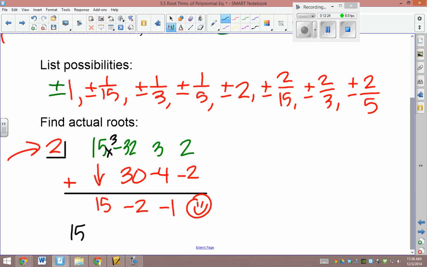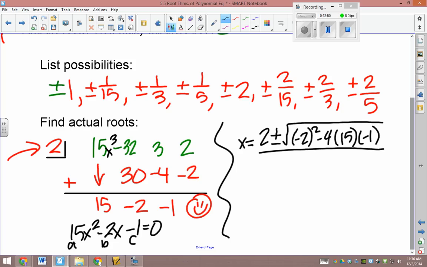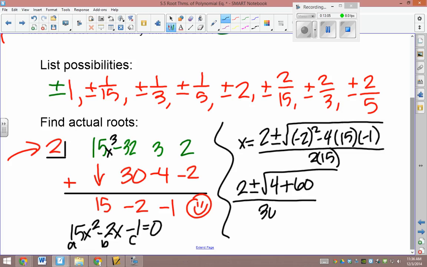So therefore, 15x squared minus 2x minus 1 is a leftover quadratic. I am going to use the quadratic formula to solve that. So my a value is 15, my b value is -2, my c value is -1. I'm going to go over here and do that. x equals the opposite of b, so 2, plus or minus the square root of b squared minus 4 times a times c, all divided by 2 times a. Working underneath the radical, -2 squared is 4. Then we're going to have a +60, all divided by 2 times 15, so that's 30 on the bottom.